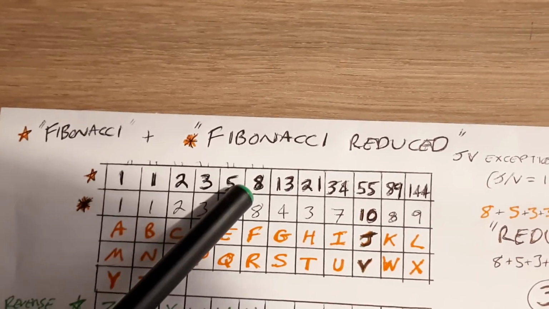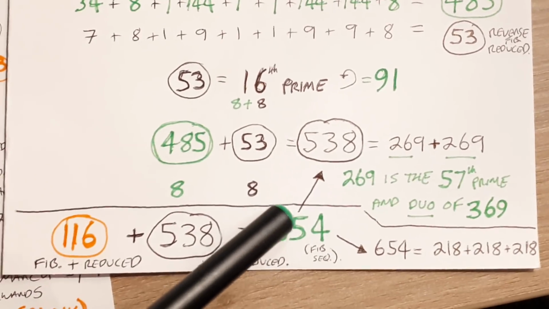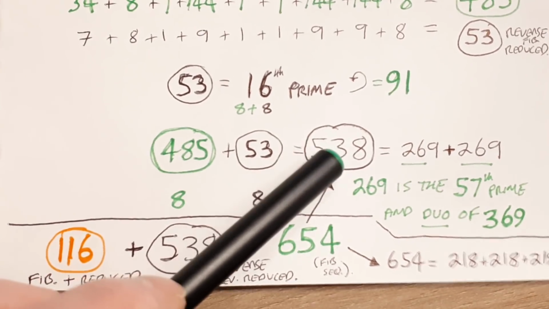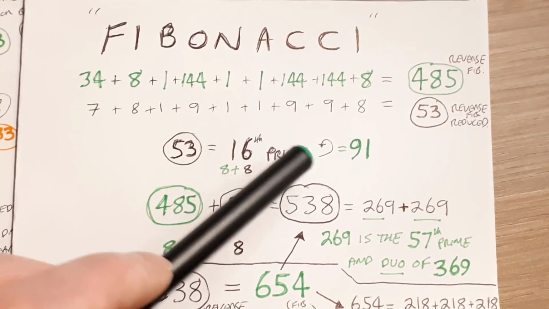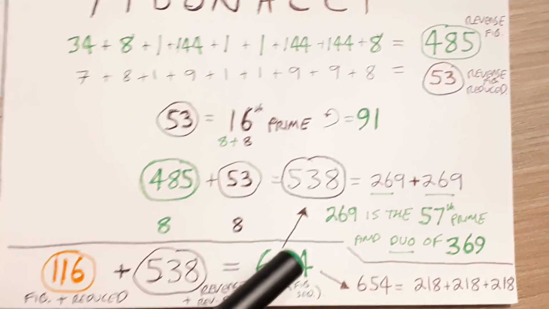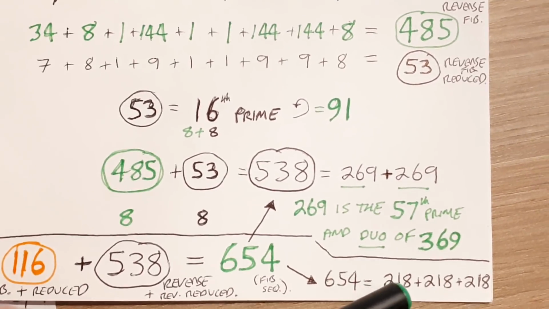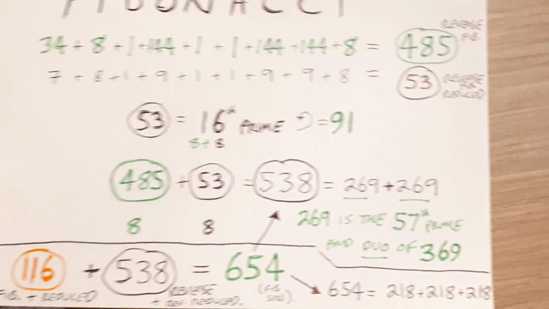Let's have a look at the table. 6 is that, 5, 4, 8, 5, 3, 8, 5, 3. That's the reverse, adding them together. Same numbers. I'm running out of time, but 654 is 218 plus 218 plus 218.